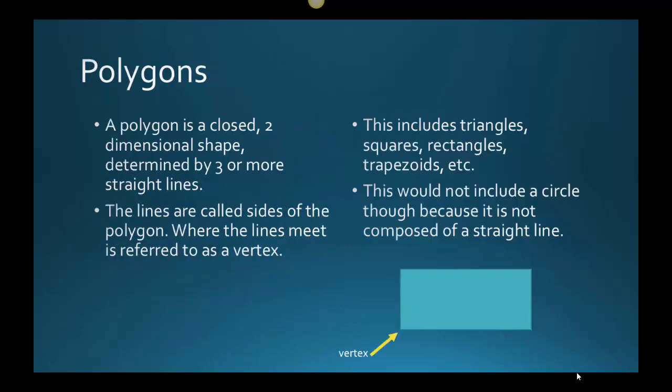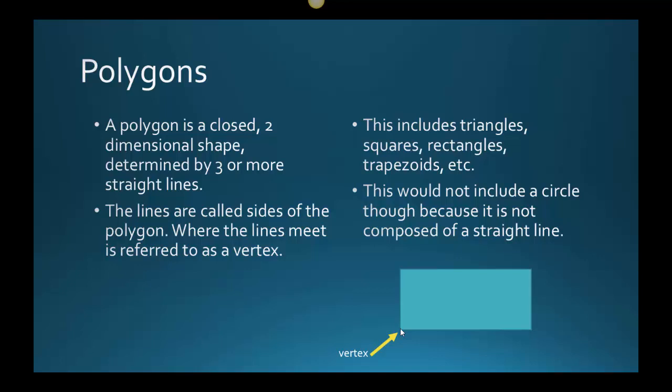in the real world. A polygon is a closed two-dimensional shape determined by 3 or more straight lines. The lines are called the sides of the polygon. Where the lines meet is referred to as the vertex. So this isn't any different than what we were talking about before, where rays meet at a vertex. So these are line segments here because they have a beginning and an end, and where they touch, what they have in common would be our vertex.